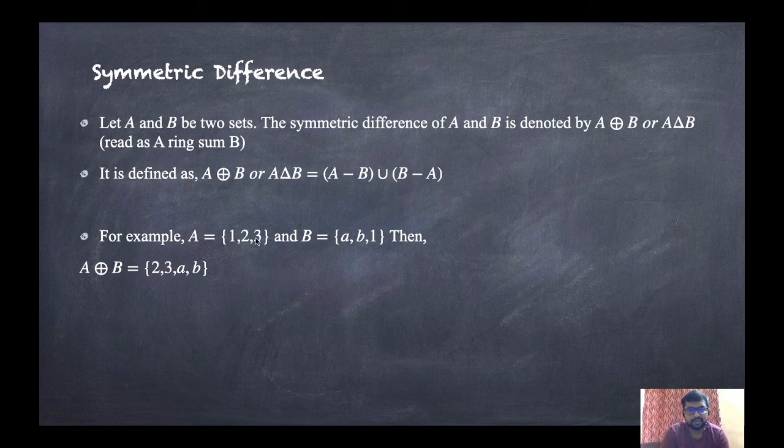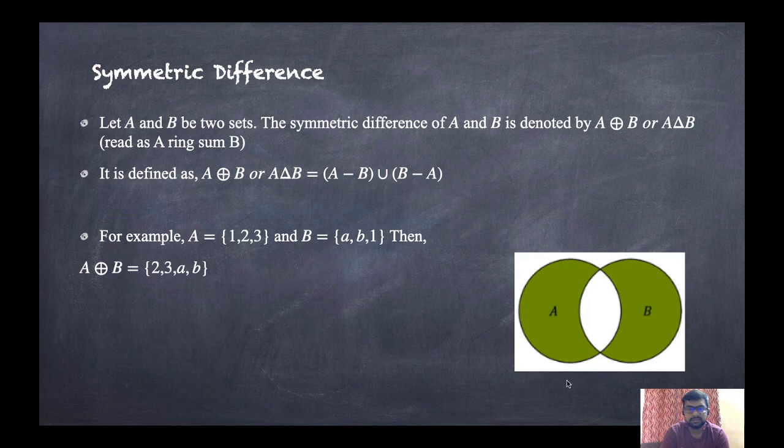So what is A minus B? And what is B minus A? Sorry, wait. A minus B is 2, 3 and B minus A is {a}. And the union is 2, 3, a. And what will the Venn diagram look like? See, this is A minus B. This is B minus A and the union. So this green portion will be the symmetric difference. This middle portion, that means the intersection, will not be there.